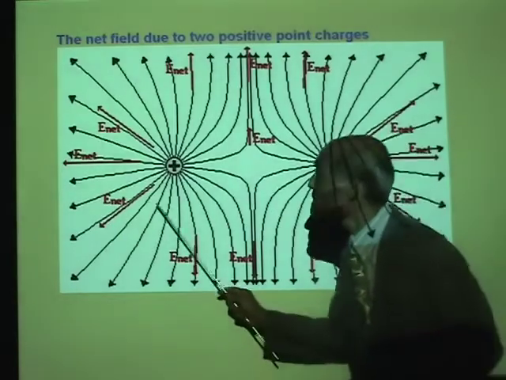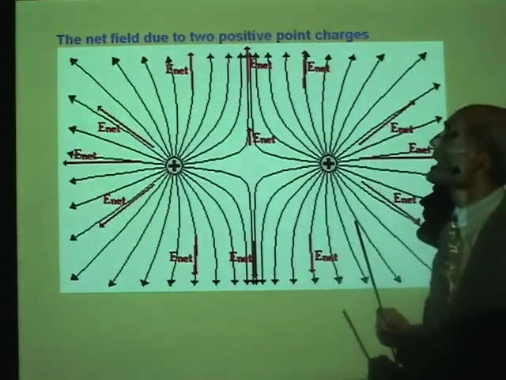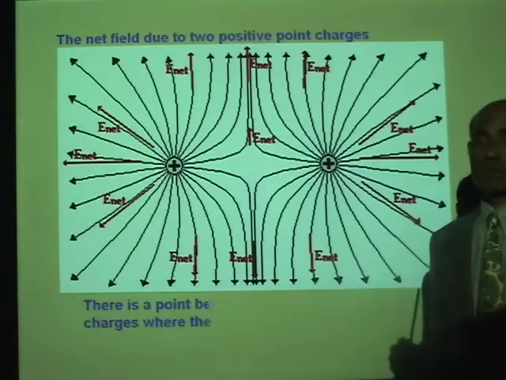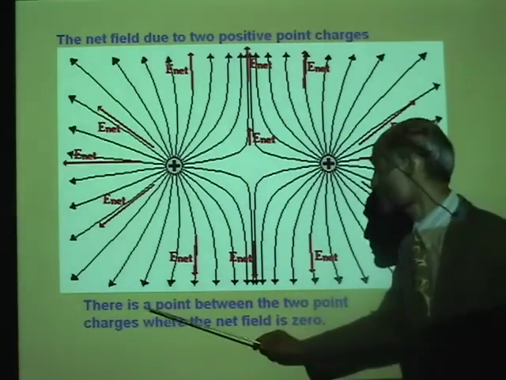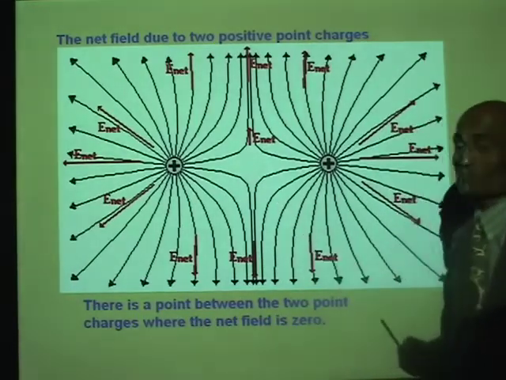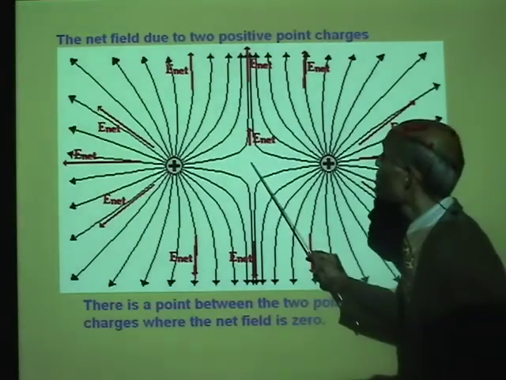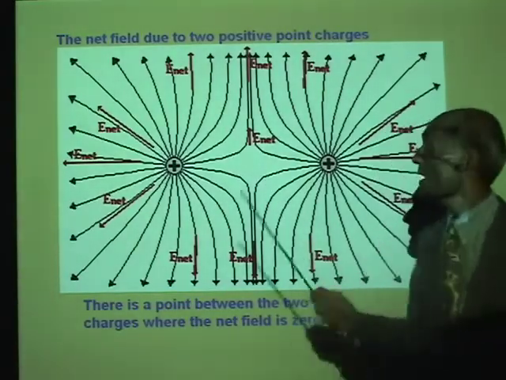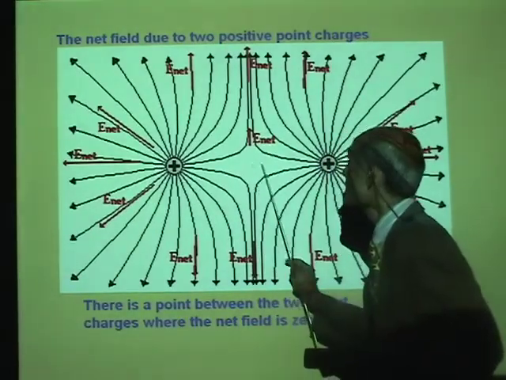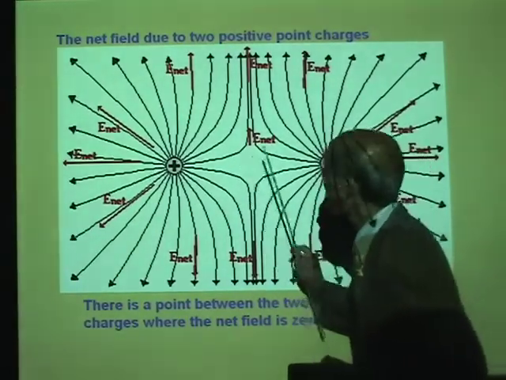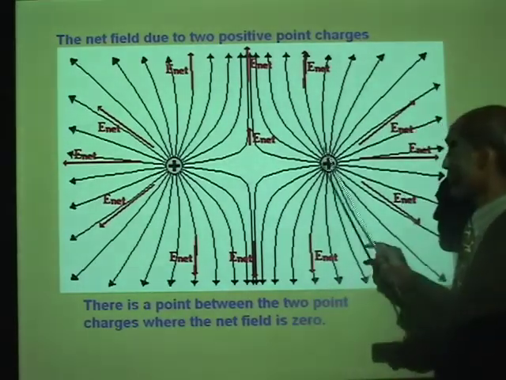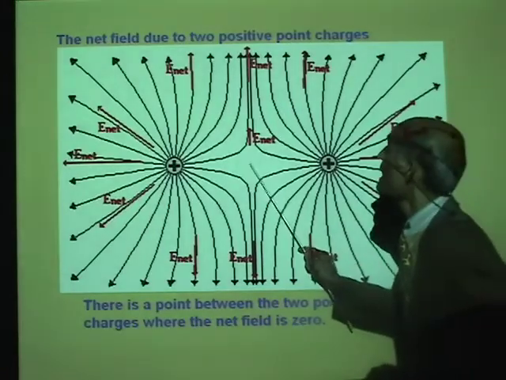Now take a detailed look at that, and make sure you understand the pattern of the electric field. Okay, so there is a point between the two charges. Look at this. There is a point between the electric charges where there is no electric field. Why? Because the field due to the one on the left will be exactly equal and opposite to the one due to the one on the right. So there will be no electric field at the center.